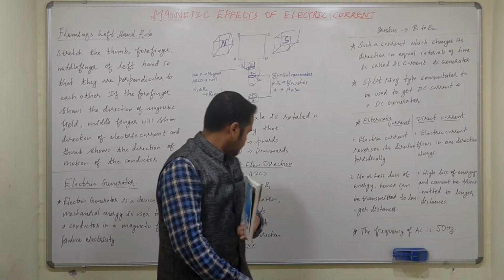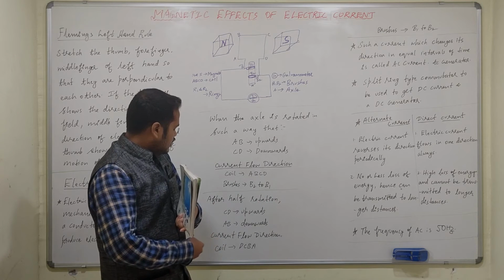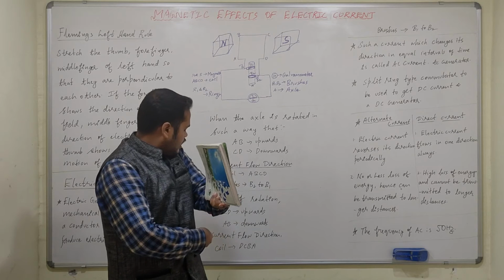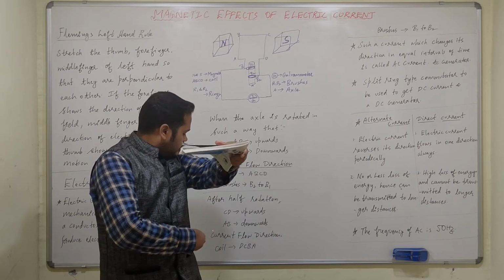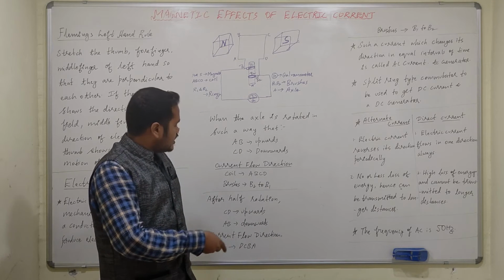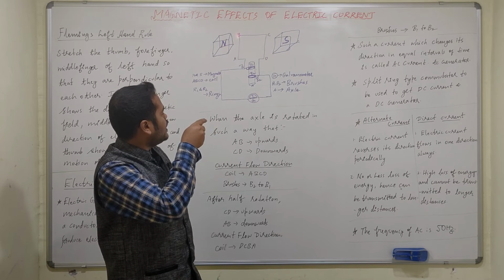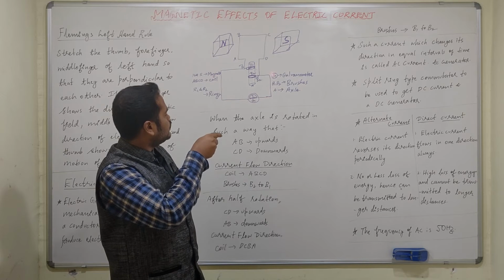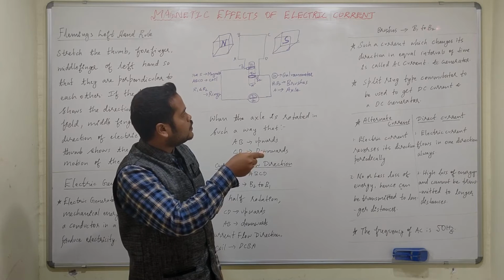Let us see. After half rotation, CD goes upwards and AB goes downwards. The current flow in the coil is DCBA. The current now is flowing from DCBA, brush B1 to B2. So in the brushes, the current is flowing from B1 to B2.